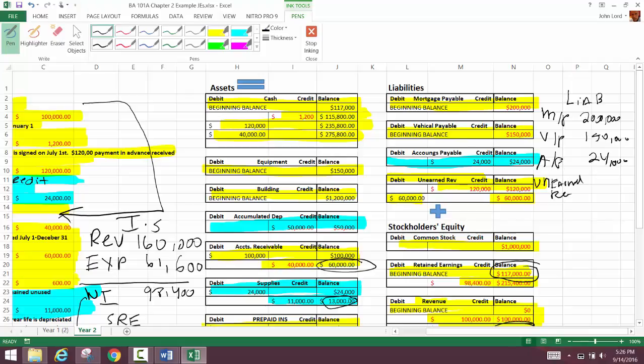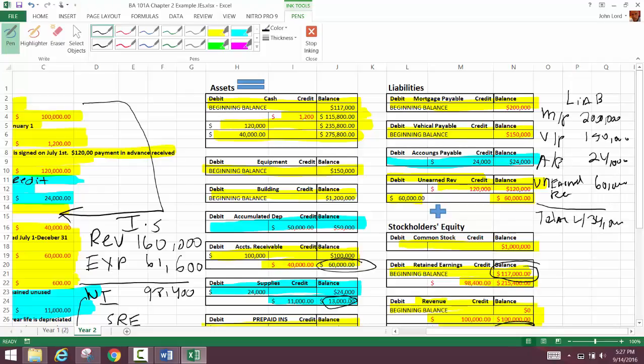Unearned revenue is what? 60,000? Any other liabilities? Nope. So my total is how much? 350 plus 24 plus 60 is 434. 434,000. Okay, good.